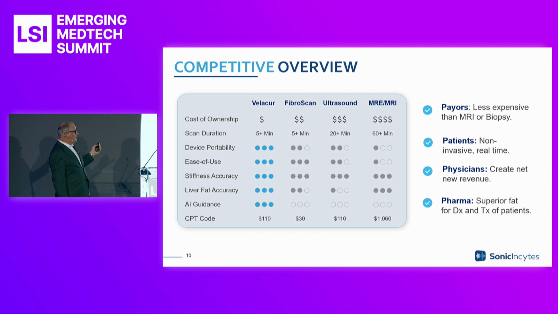The CPT code is a real winner here in the US. Our device, because of how it works, actually has almost 4x the reimbursement to the physician that you would see with an equivalent FibroScan. In fact, the physician doing only 5 patients a day with our device would generate in excess of $100,000 per year of net new revenue. But we're good for the payers. We're cheaper than MRI and biopsies. The patients like it because it's non-invasive and done in real time in the physician's office. The physicians like it because of the workflow. They don't lose control of the patient. They get the new revenue. And again, pharma needs this tool.